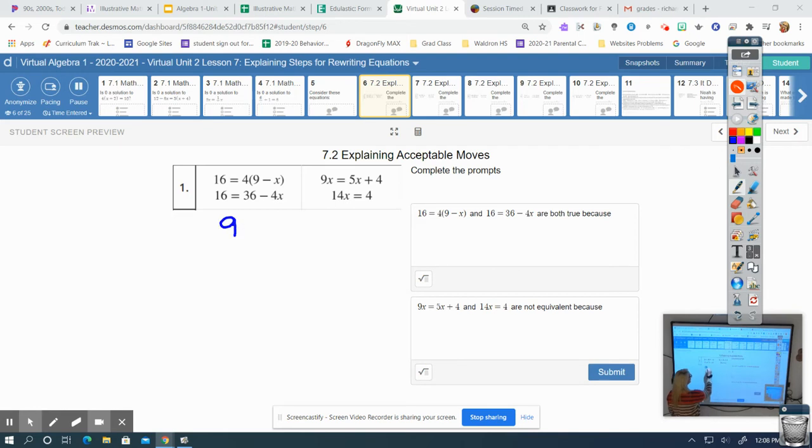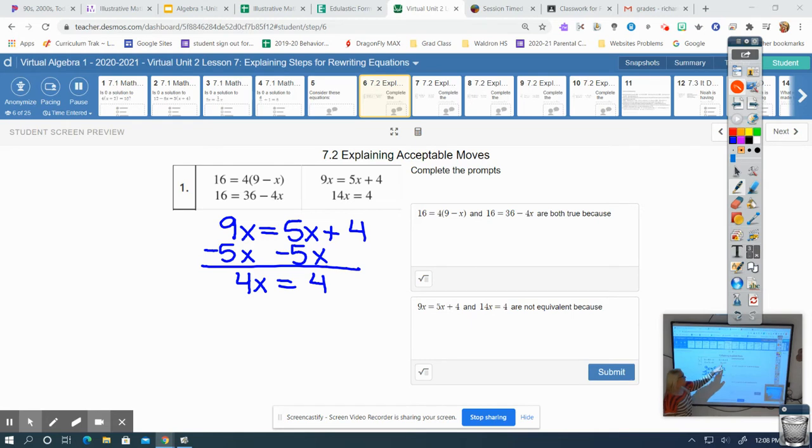So when we have 9x equals 5x plus 4, if I want to combine my like terms, they are not on the same side of the equal sign. So I have to do the inverse operation to combine those. And so I would have to subtract 5x from both sides, and I would get 4x equals 4.